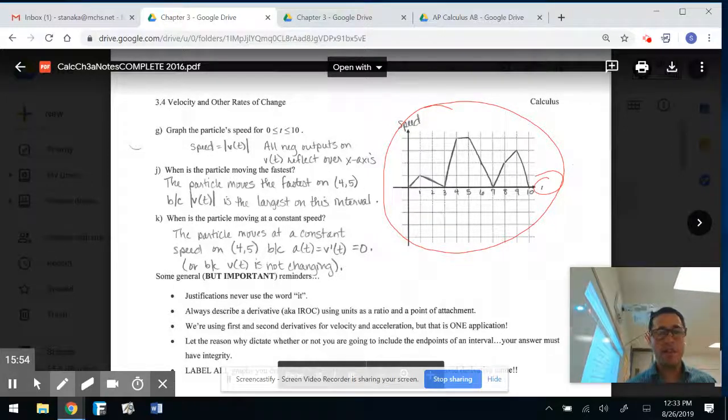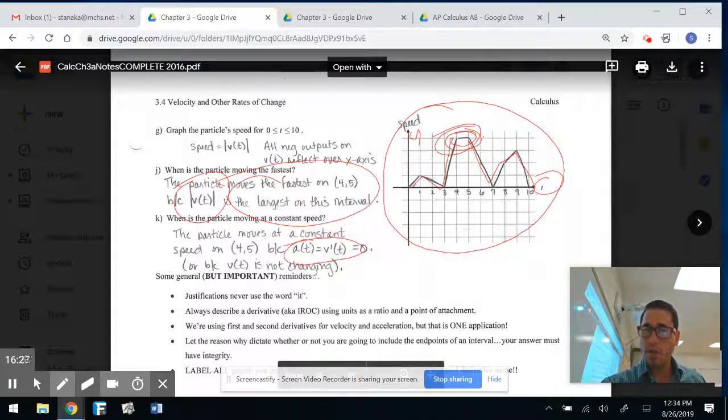When is the particle moving the fastest? Well, it's moving the fastest whenever it has the fastest speed. And the fastest speed would be from 4 to 5. Why? Because that has a speed of 4, which is the absolute value. When is the particle moving at a constant speed? The only constant speed would be 4 to 5. And that would be whenever your acceleration is 0, whenever the derivative of velocity is 0, which would be a horizontal tangent line.